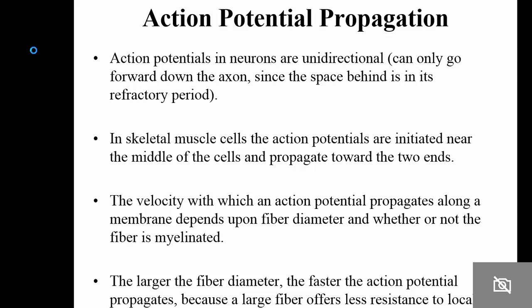Another thing here, the larger the fiber diameter, the faster the action potential. The same thing applies to wires in the wall. Once you understand these concepts, they apply to all electrical activity. A larger wire is a better conductor because there's less resistance. So the larger the diameter of the axons, the faster the conduction rate.